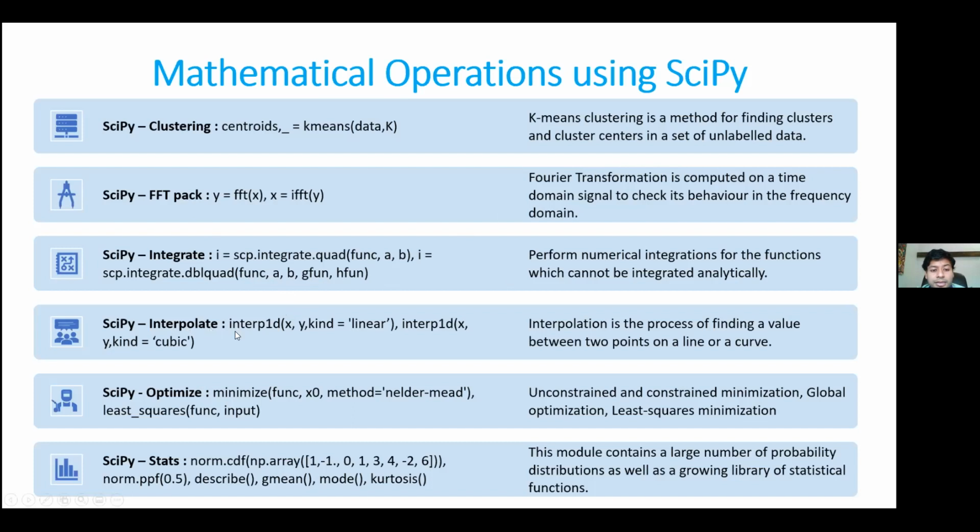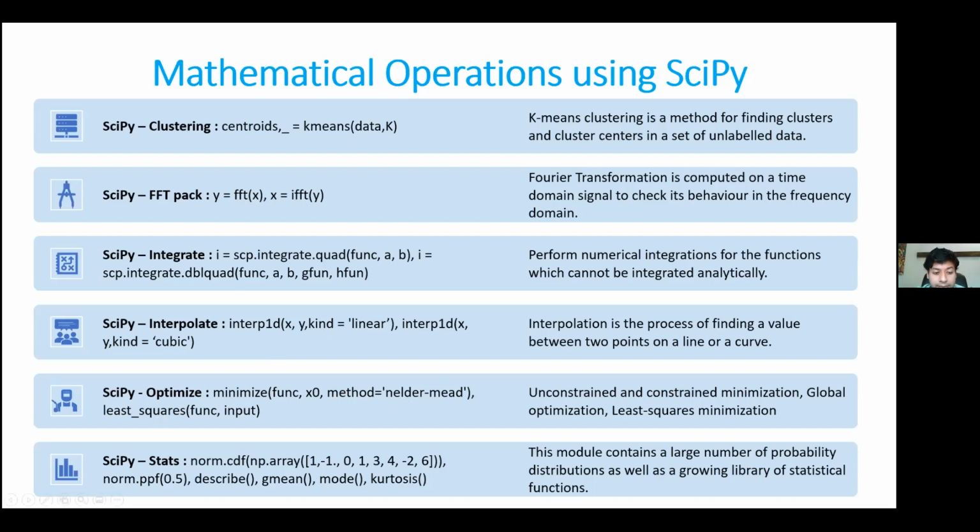Then there is interpolate. So what kind of interpolation you want to do, like linear or cubic? These things can be done by using the option kind. Then there is the optimize library. In the optimize module, we can use functions like minimize or maximize or least squares. By this, we can specify some method also. They will help us to solve various unconstrained and constrained optimization problems, or global optimization, or least square minimization. These kinds of things are possible.